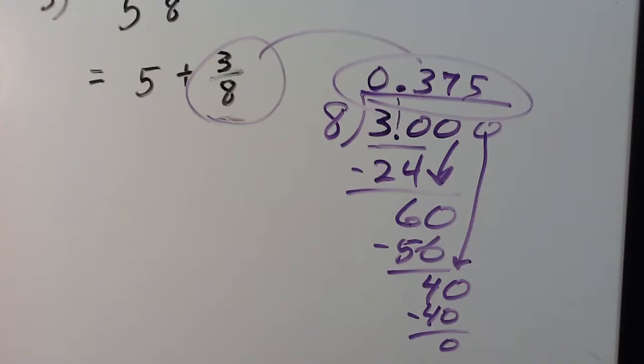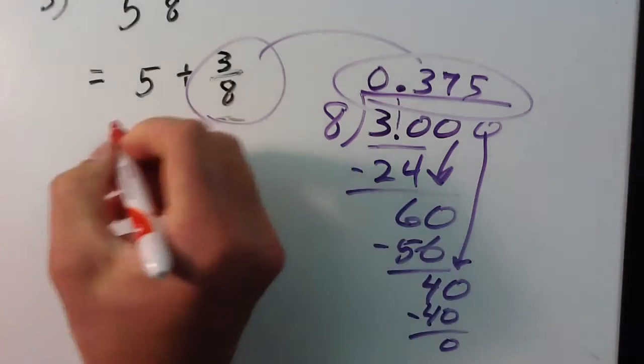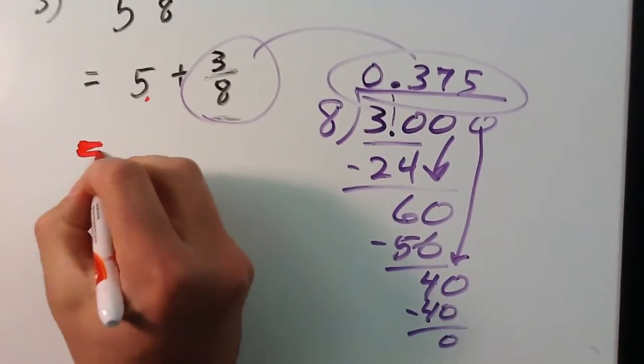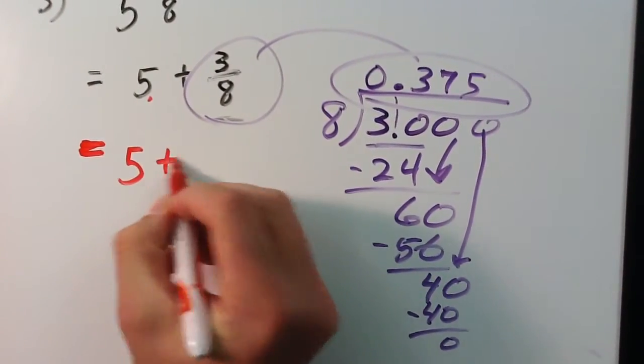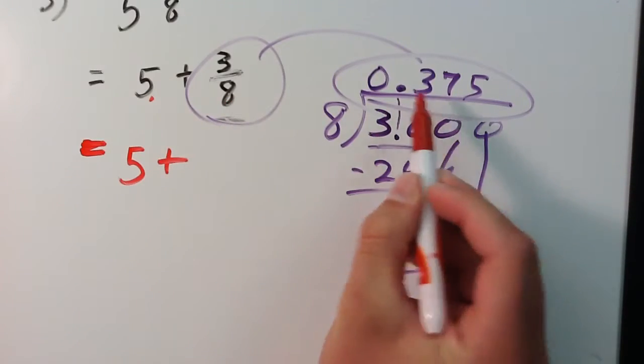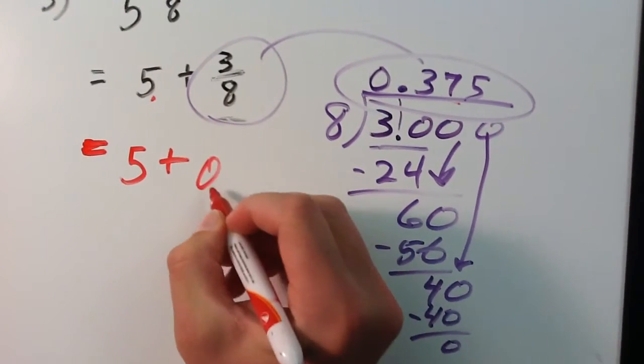But we're not asked what 3/8 is as a decimal. We're asked what is 5 3/8 as a decimal. And so I have 5, this is equal to 5 plus, what's 3/8 as a decimal? This is 3/8 as a decimal, right?